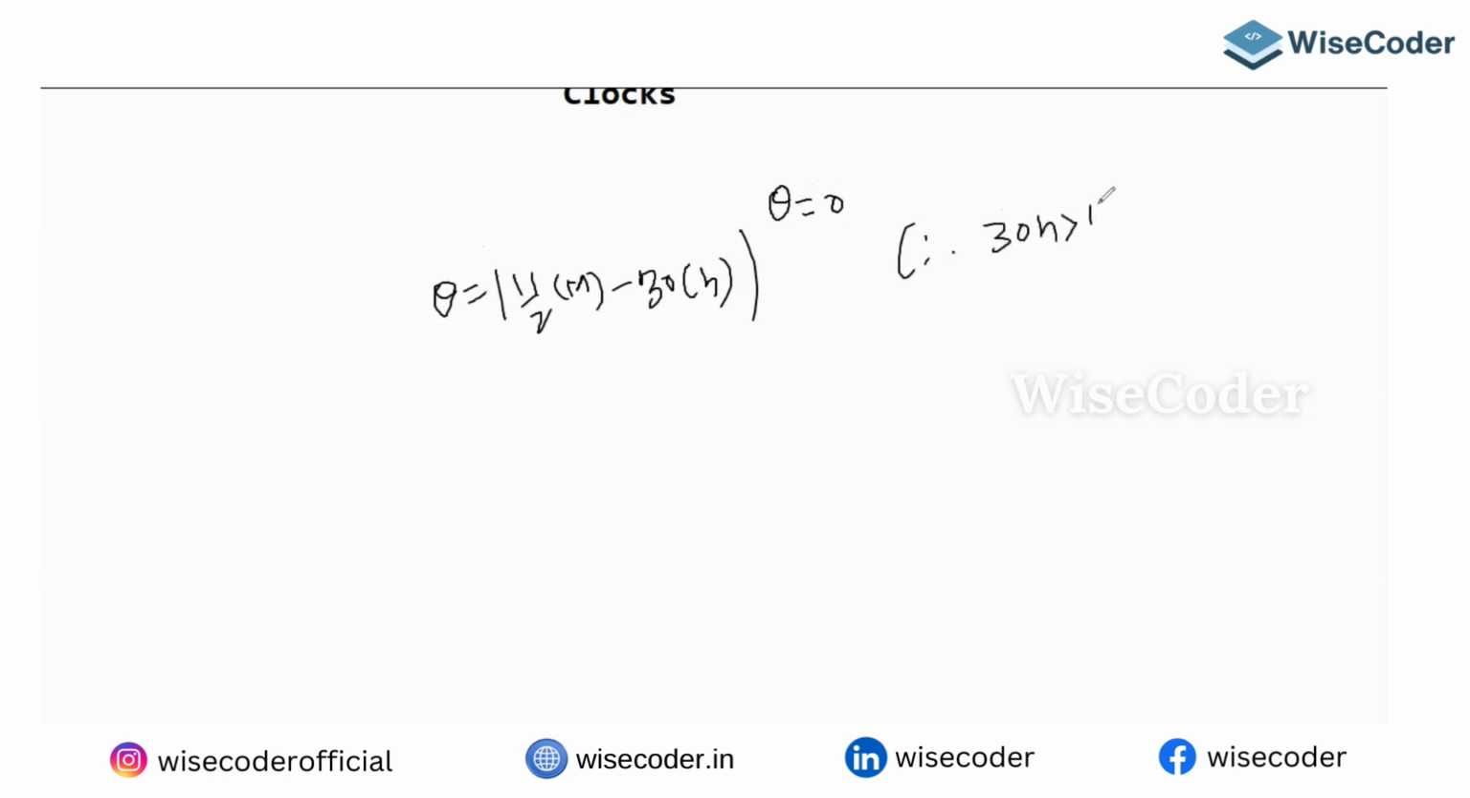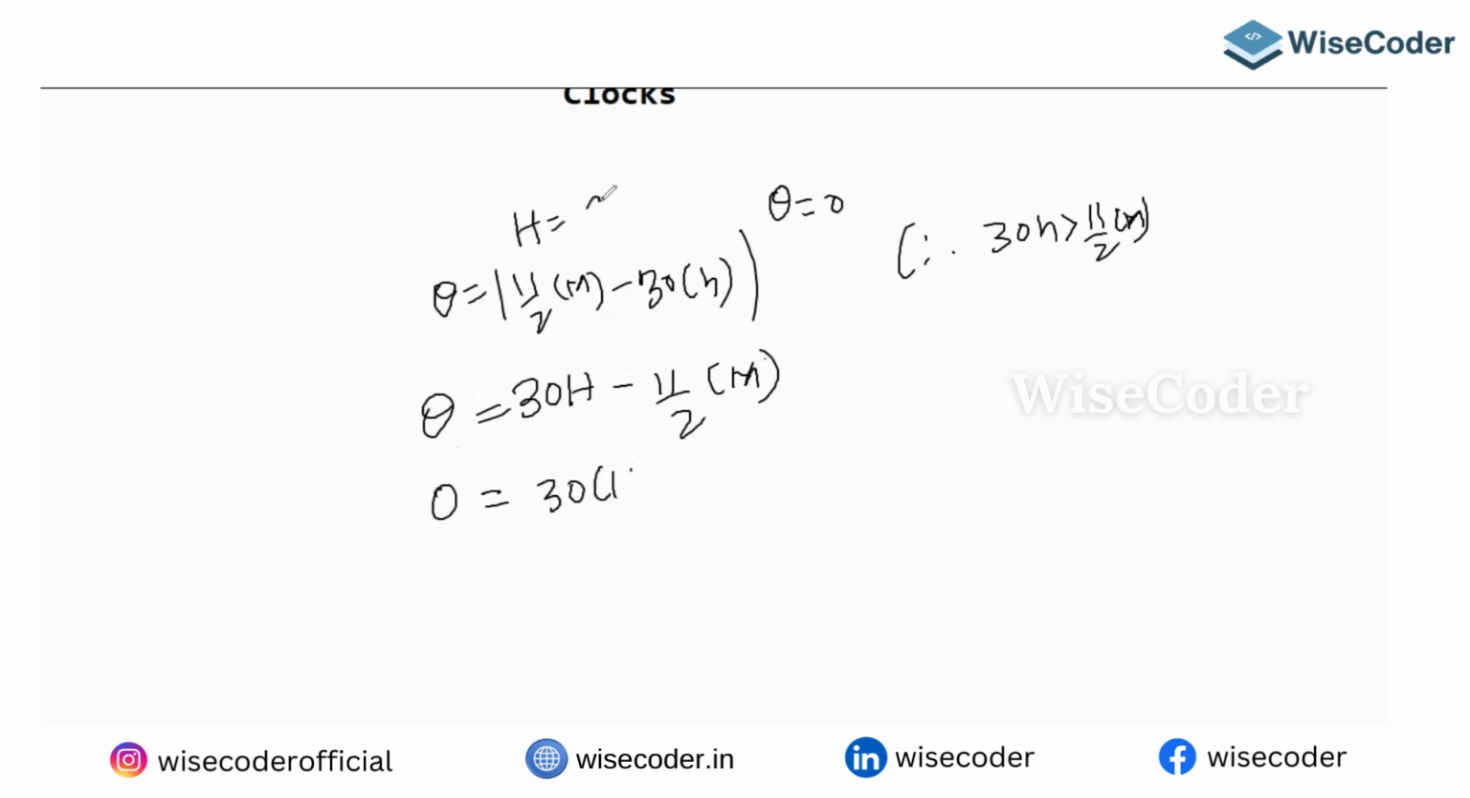30h is more than 11 by 2m by theta. So that's why your formula will become 30h minus 11 by 2m, which is equal to theta. But according to the question, this is 0. So 0 is equal to 30h minus 11 by 2m. However, h is what in this particular question? 9.